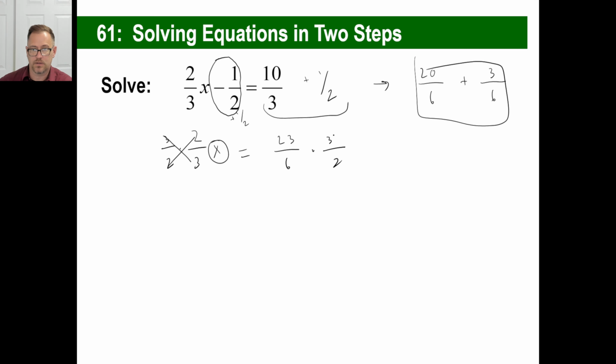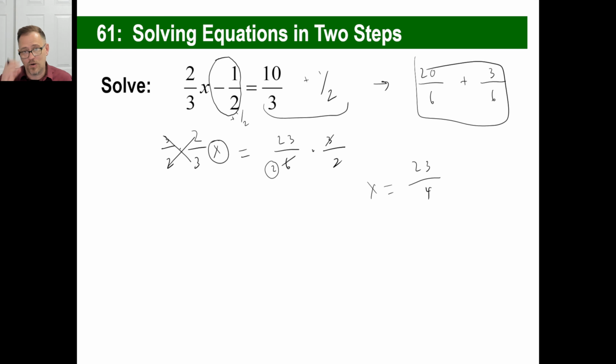All right, let's get a little reducing here. That's gone, and this is gone. That'll be a 2. So 23 times 1 is 23. 2 times 2 is 4. Okay, so x is 23 divided by 4. That's all there is to it.